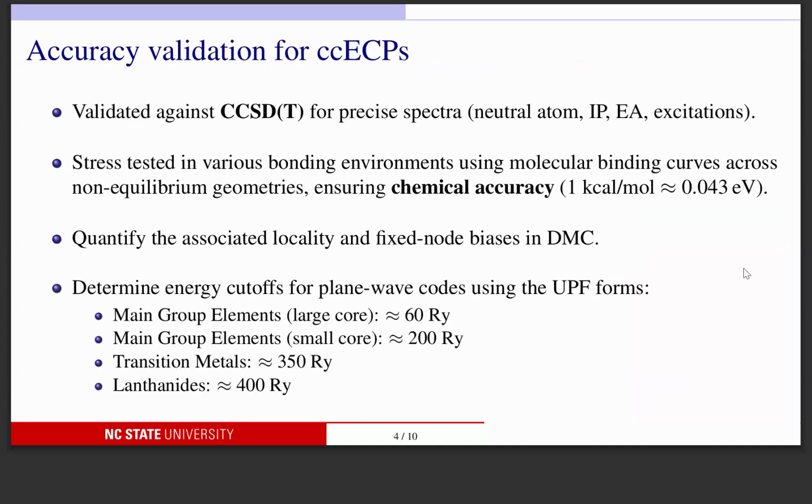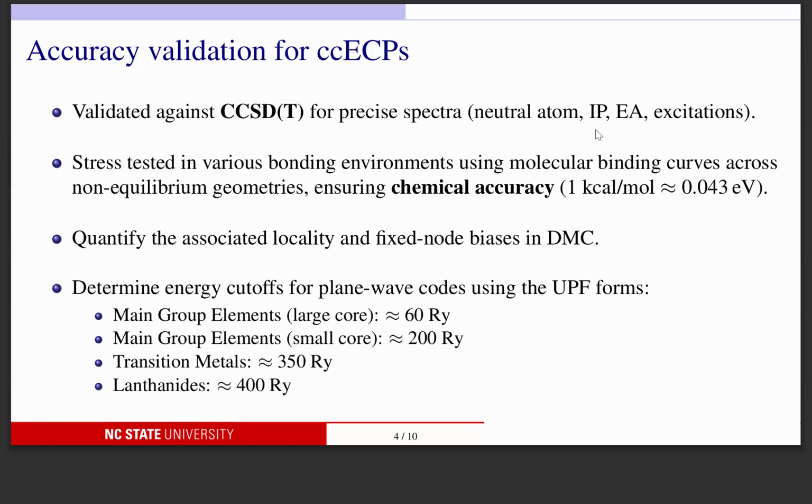So back to how we infuse correlation and scalar relativity in CCECPs. Well, it's actually quite a laborious process as the CCECPs undergo a battery of transferability tests against coupled cluster singles, doubles, and perturbative triples, all-electron reference as our many-body benchmark. And here I actually mean 2 aspects by transferability. So first, the atomic spectra in the neutral atom, electron affinity, ionization potentials, all are reproduced with sub-millihartree deviations, proving transferability across ionization limits.